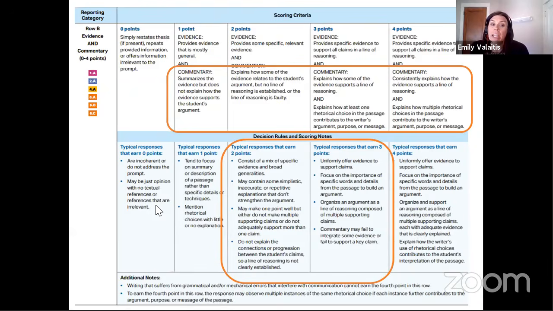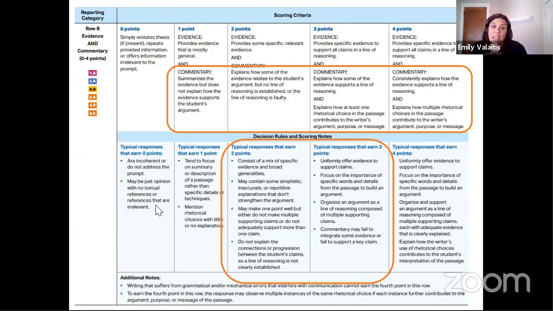Specifically with the rubric, it describes a 2 in terms of commentary as having simplistic, inaccurate, or repetitive explanations that don't strengthen the argument. Typically with my students, when I give them that feedback, it's rare that they're having an inaccurate one, but it's more that it's just very obvious. It's not very insightful. It's not strengthening the argument. So it's a little simplistic, or it might just be repeating what has already been said.